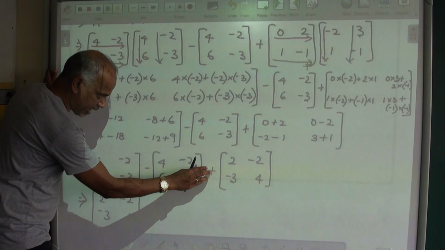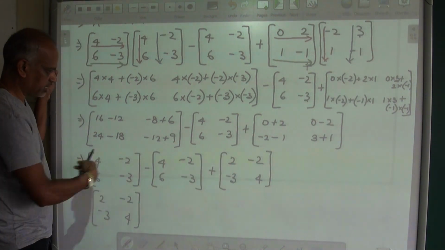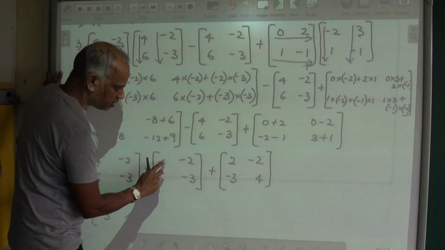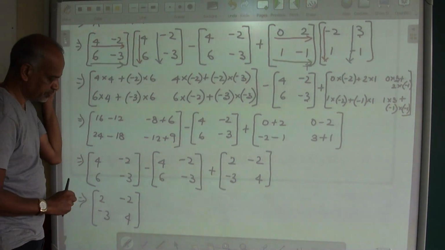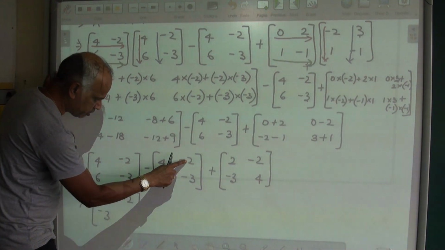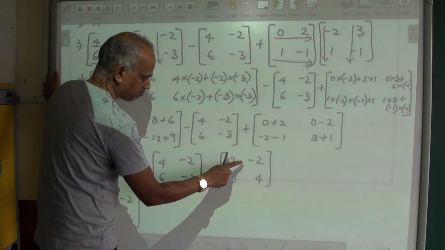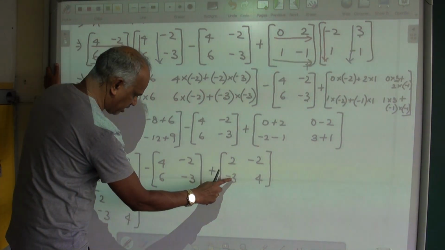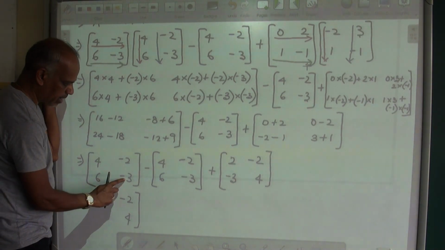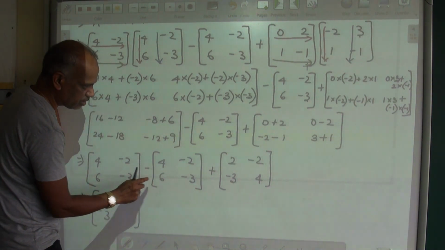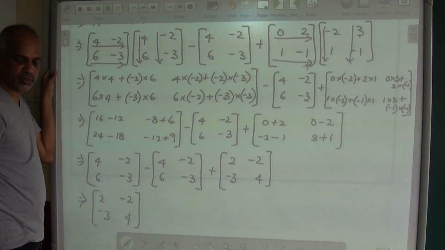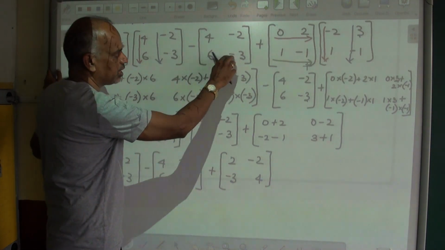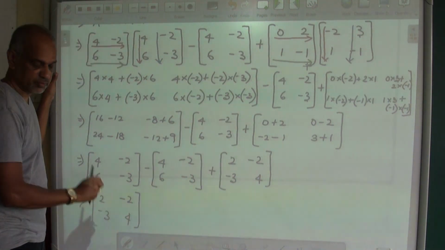Now to subtract and add these matrices, let's do the subtraction and addition. 4 minus 4 gives you 0. 0 plus 2 gives you 2. Minus 2 plus 2 is 0. Plus minus 2 is minus 2. 6 minus 6 is 0. Plus minus 3 is minus 3. Minus 3 plus 3 is 0. Plus 4 is 4. So that is your result of A squared minus A plus B squared, this value.